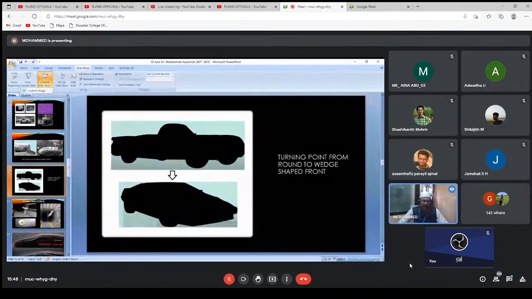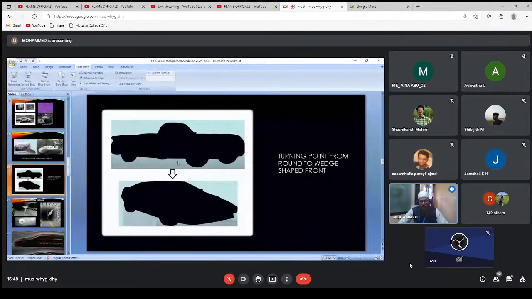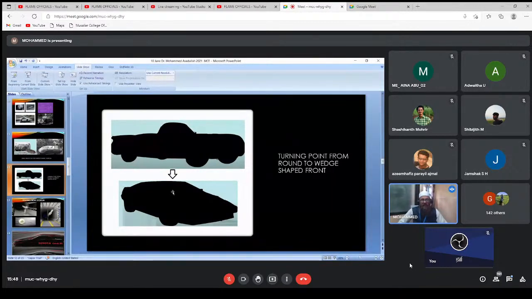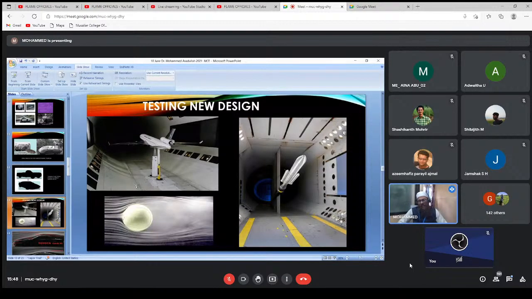So we are having here the two types of model. This wedge was very effective for the sports car. So we shifted from this round smooth surface to this sharp wedge. And this was tested aerodynamically in the wind tunnel, and this gave us less drag coefficient. So this is a wind tunnel. A wind tunnel can be as good as your room, your building. You can see the rockets, the aircraft, even the ball.